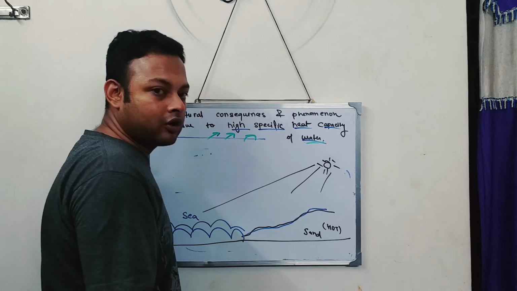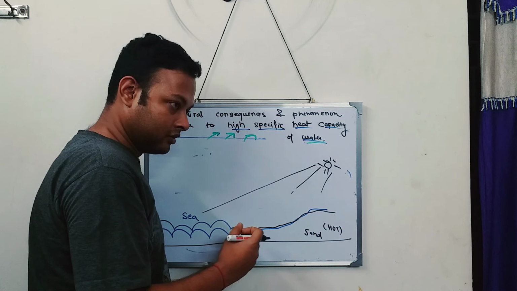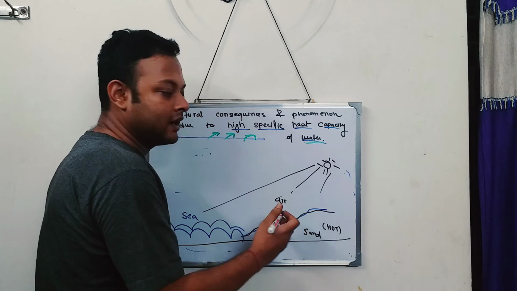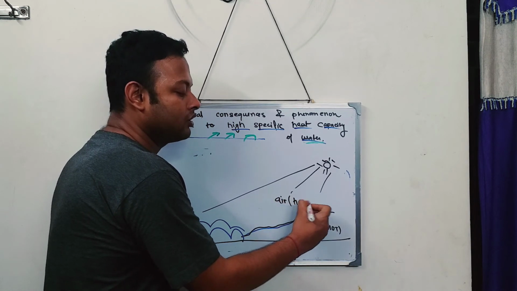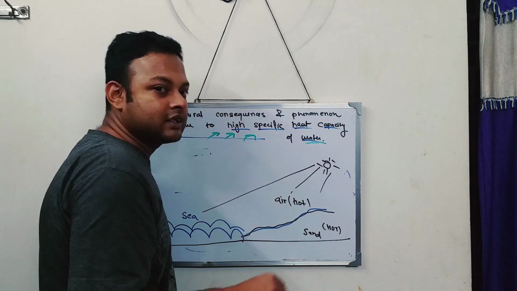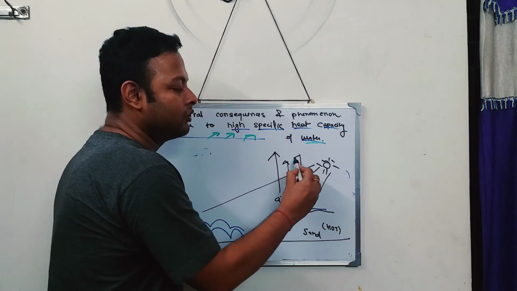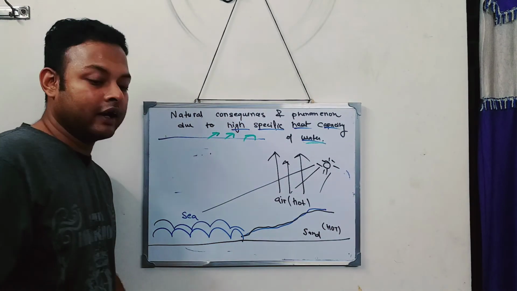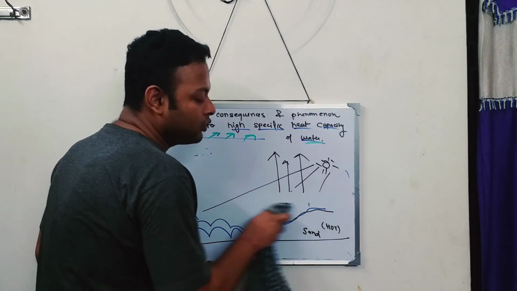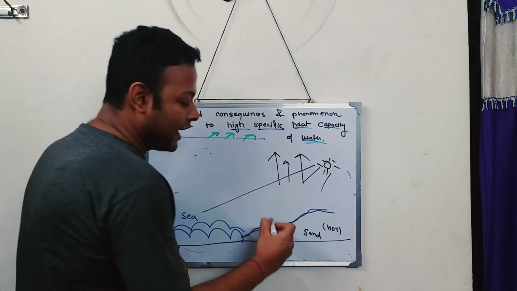If the sand becomes hot faster, what happens? The air above the sand will rise up. If the sand becomes hot, the air above the sand also becomes hot. And we know hot air has less density, and that will go up. All the hot air will go up. If all the hot air goes up, then what will be created above the sand? A vacuum will be created.